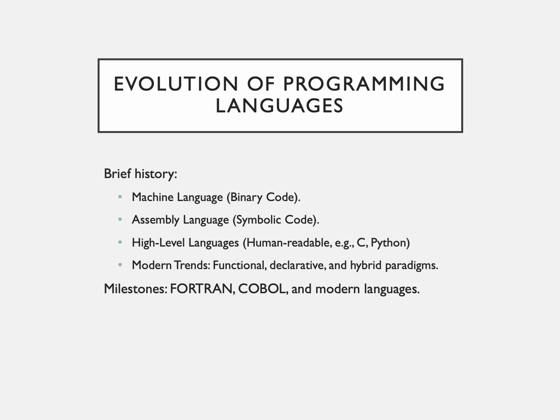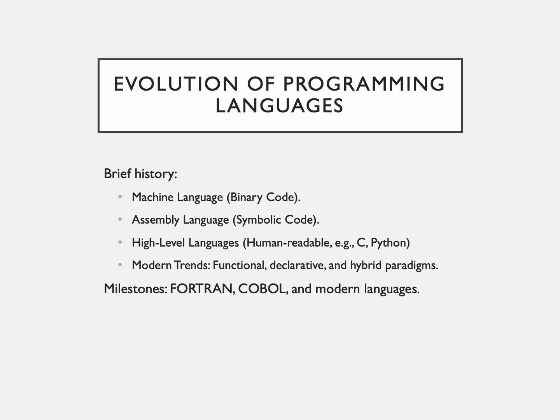Then we had high level languages, which are human readable. The introduction of high level languages transformed programming. These languages, such as C, Python and Java, are closer to human language, making them much easier to read, write and maintain. High level languages abstract away the details of the hardware, enabling developers to focus on solving problems rather than managing machine specific details.